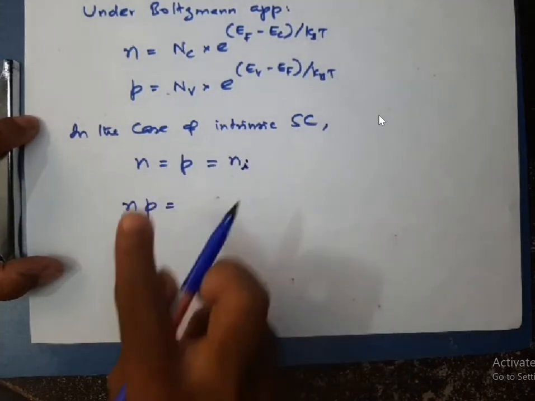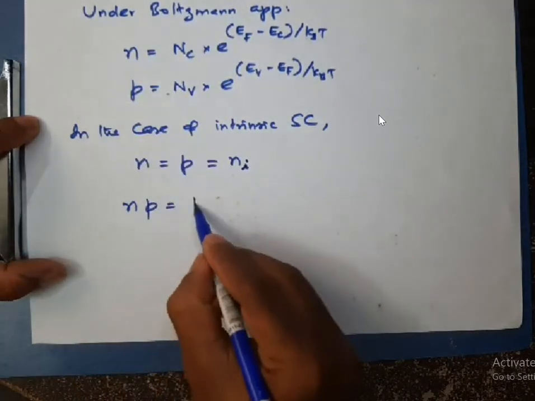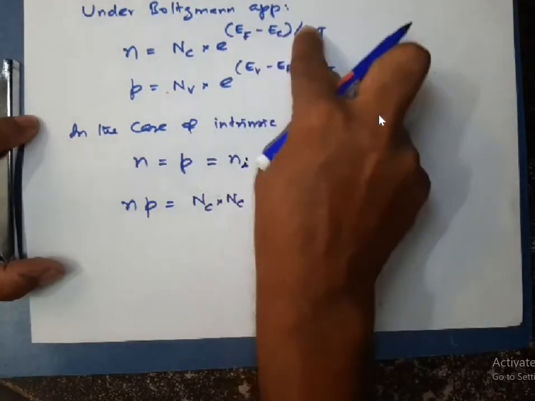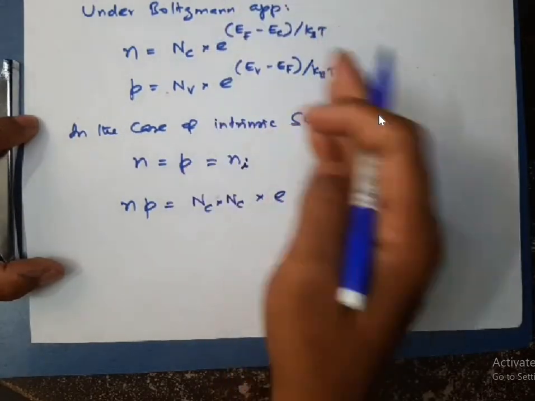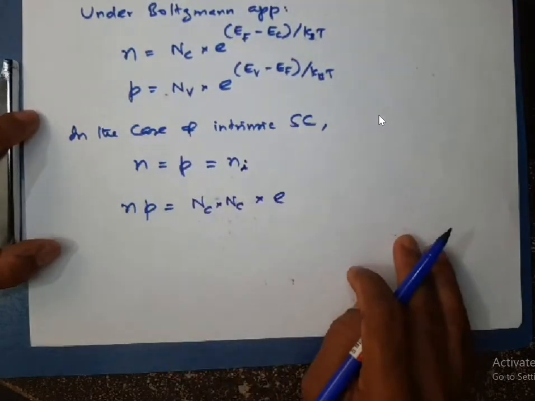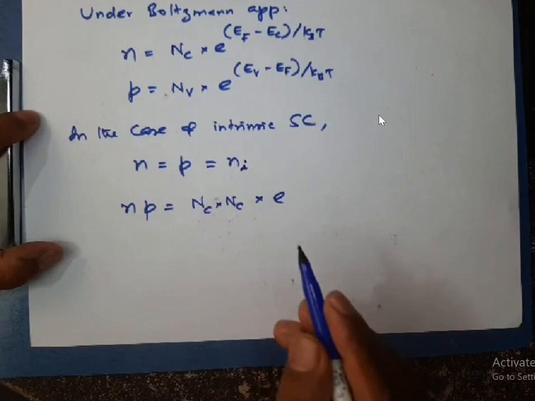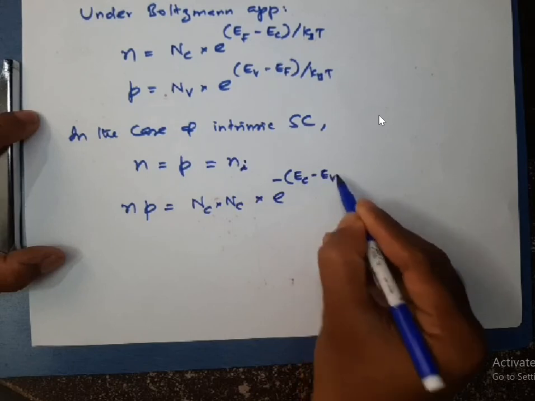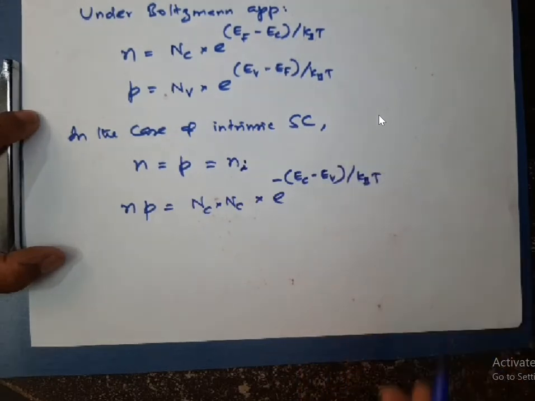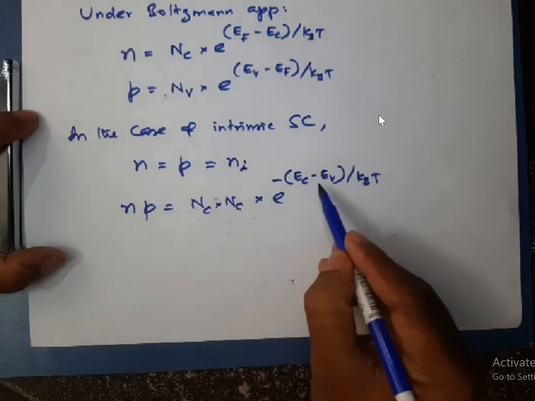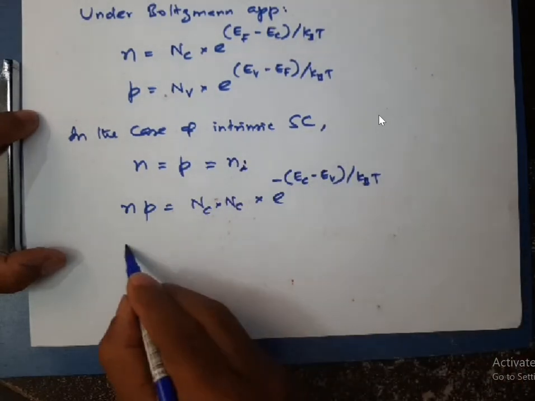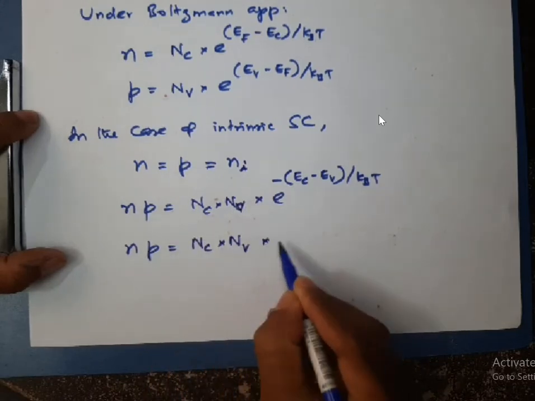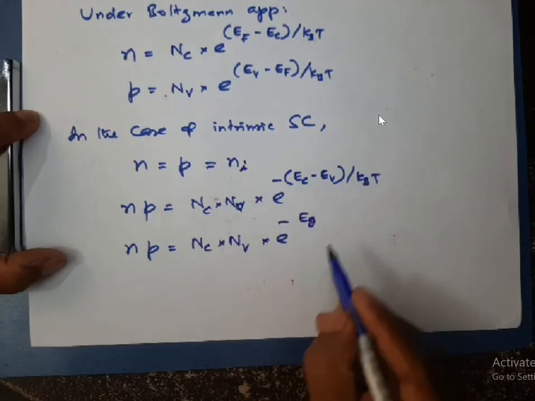How to get the value of Ni? I'll multiply this N and P. If I multiply N and P, you have to multiply Nc into Nv, and e power of this into e power of this. So you add the powers, and EF gets cancelled. You'll get an expression like e power minus (EC minus EV) by kBT. What is EC minus EV? EC minus EV is nothing but the band gap. So N into P equals Nc into Nv into e power minus the band gap of the material, Eg, by kBT.